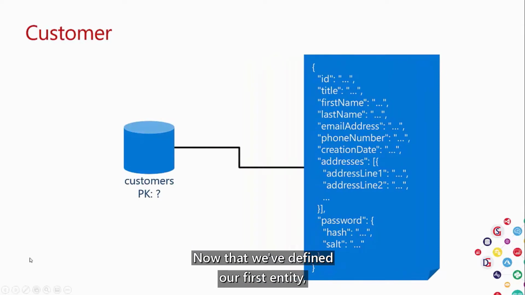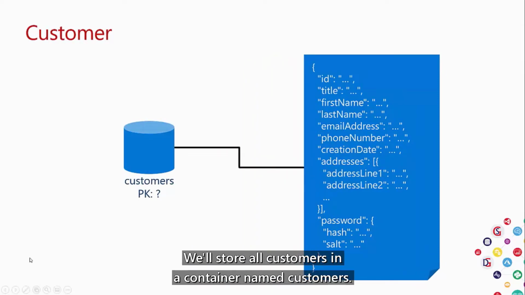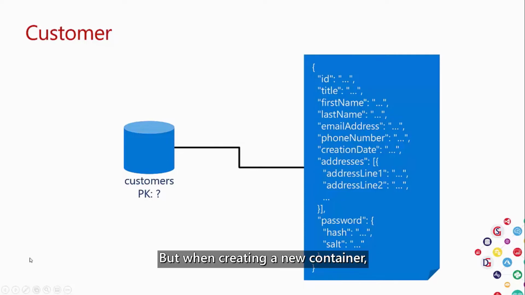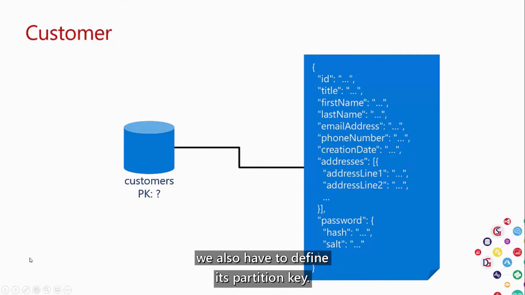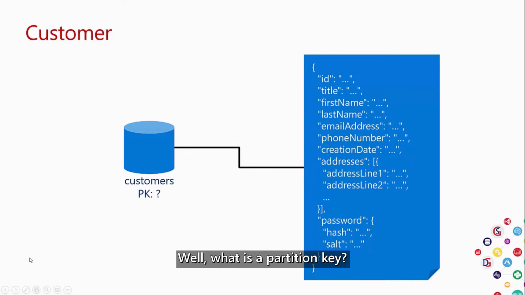Now that we've defined our first entity, let's see how we're going to store it. We'll store all customers in a container named customers. But when creating a new container, we also have to define its partition key. Well, what is a partition key?